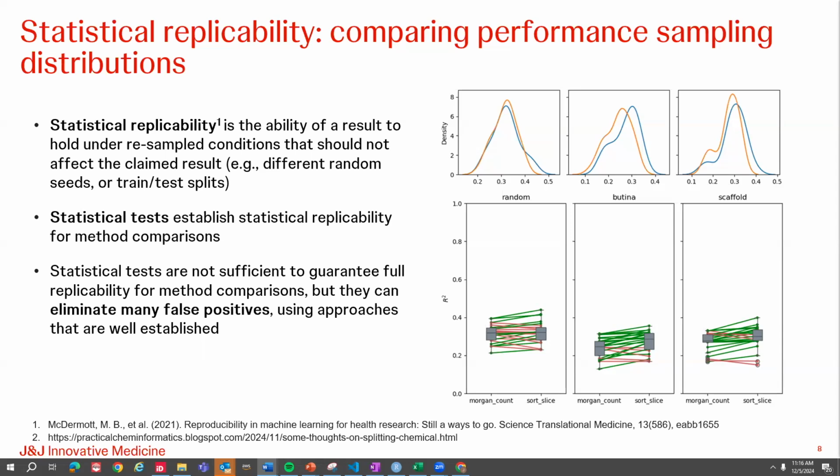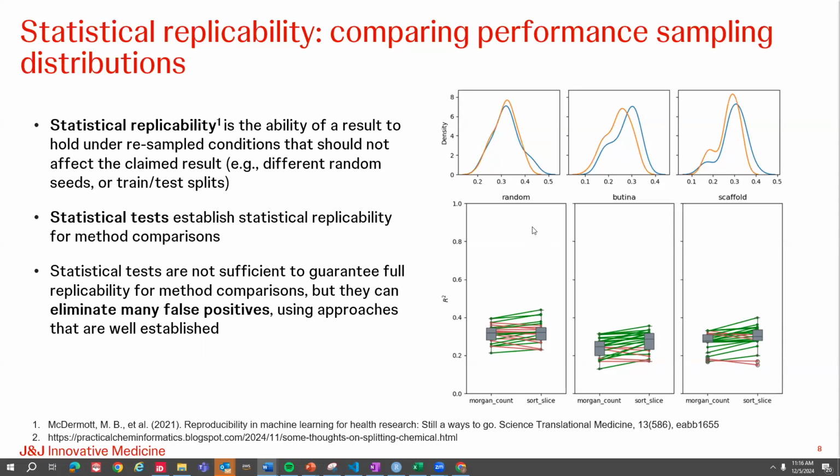The way that we establish replicability for methods comparison is through statistical tests. It's important to note here that statistical tests are not the only thing necessary to guarantee replicability, but the reason we believe they're important is that they can already eliminate many false positives. They also can be implemented using methods that are well established and with well worked out theory.